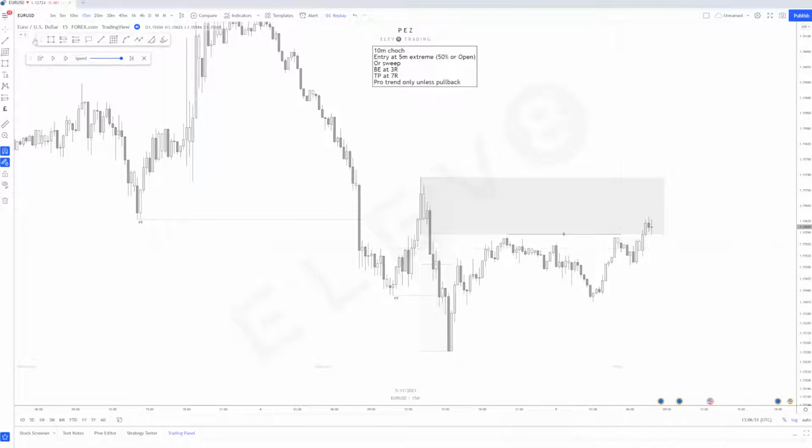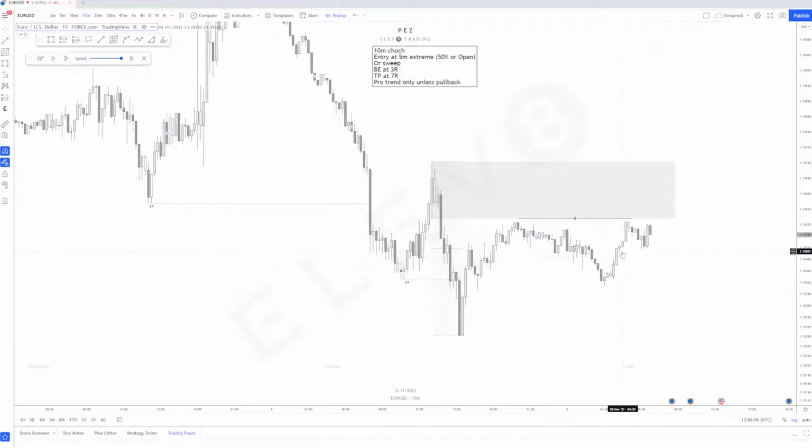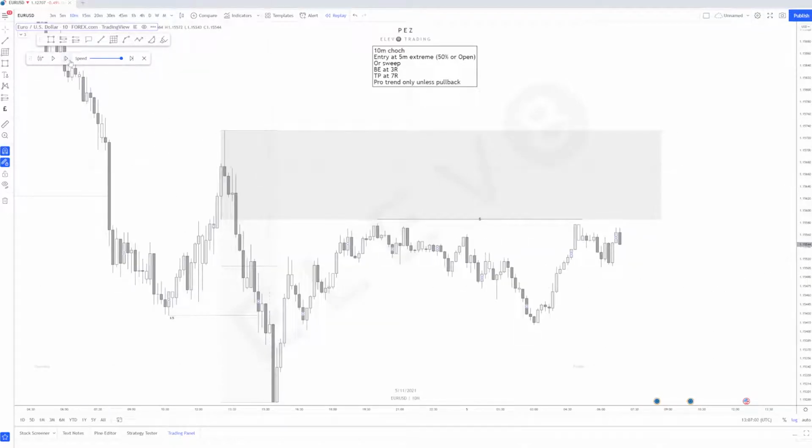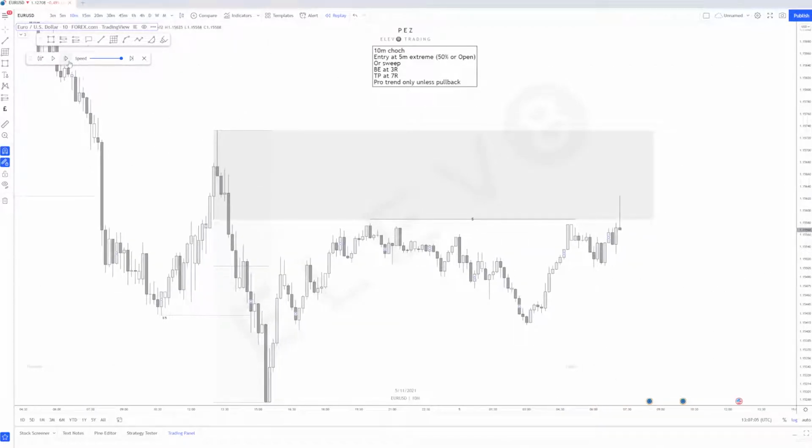So let's go back to 7 a.m. Okay, so 7 a.m. we're looking for an entry in here. Got our alert set. So we go to the 10-minute and just wait to get tagged in to the supply. Okay, so price taps in, and now we're looking for where the high and low is of the change of character. So this is the high that gets taken, and the low that put in the high is this one. So alert goes here, and then if this low breaks, then we get an entry from somewhere here.